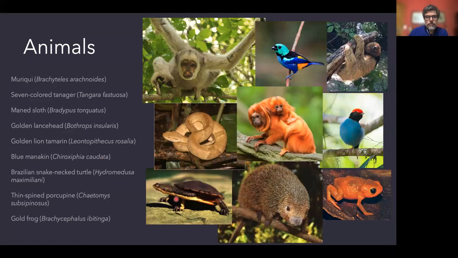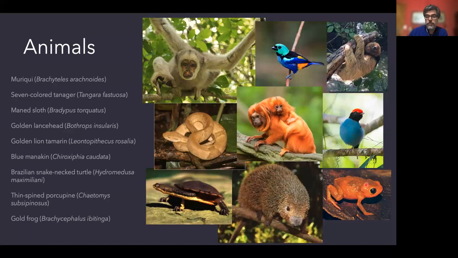This is the snake-necked turtle, Hydromedusa maximiliani, found in streams and rivers in the Atlantic forest, also typical of the Atlantic forest. The thin-spined porcupine, bristle-spined porcupine, is a very distinct species of porcupine, also endangered, with a very restricted distribution. It's a folivorous species of the Eastern Atlantic forest.